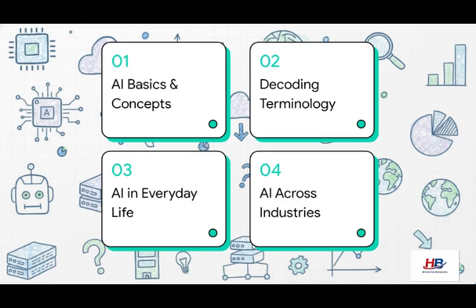All right, here is our roadmap for today. Number 1, AI basics and core concepts. Number 2, decoding key AI terminology. Number 3, AI in everyday life. And finally, number 4, AI impact across industries.